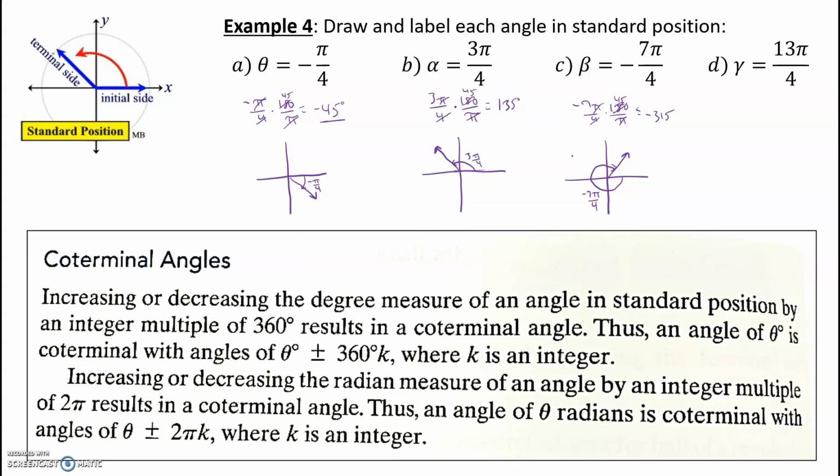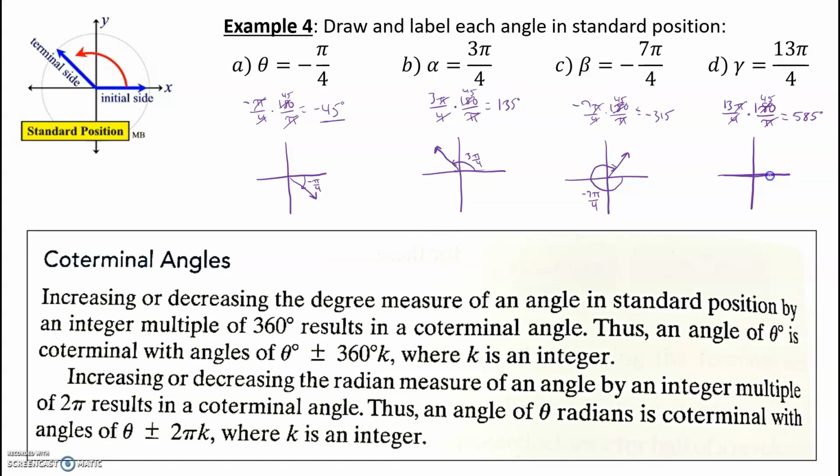All right, so definitely tell me which direction you're going. And then last but not least, 13 pi over 4 times 180 over pi, and both are divisible by 4. So we do 13 times 45. 13 times 45 gets me 585 degrees. That's a couple of rotations here. So we're going to do 585.